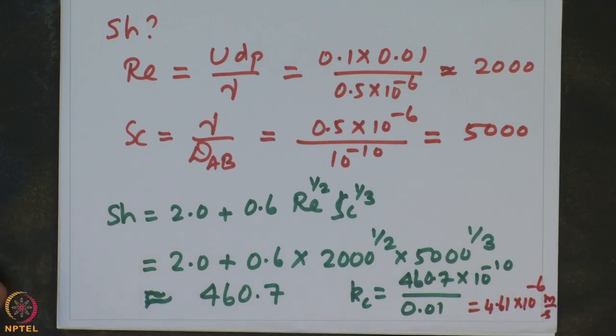So, that is the mass transport coefficient for the system specified in this problem. Now, from the mass transport coefficient we can estimate the flux with which the species is diffusing through the boundary layer.